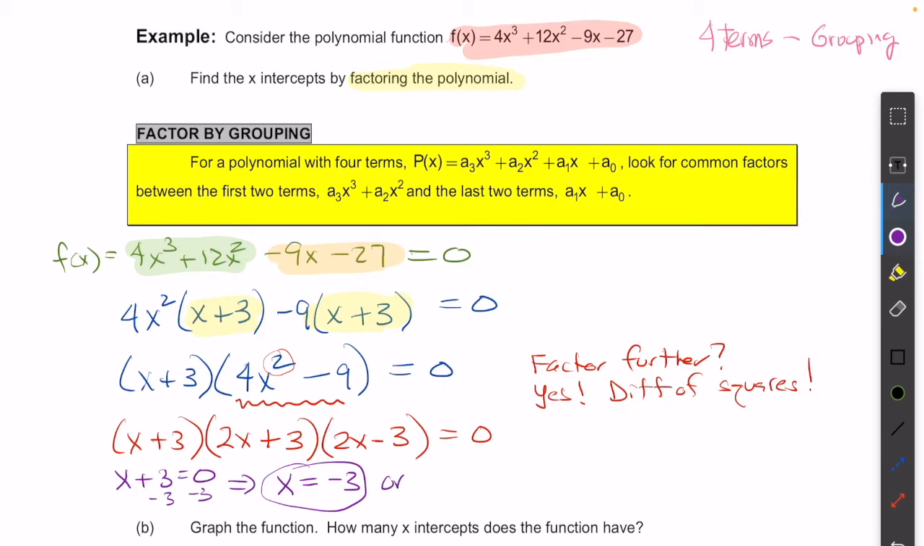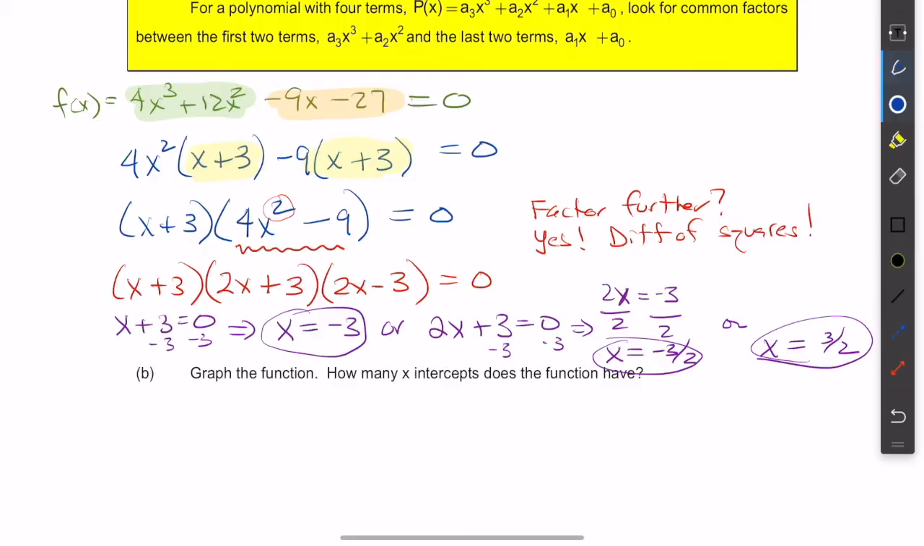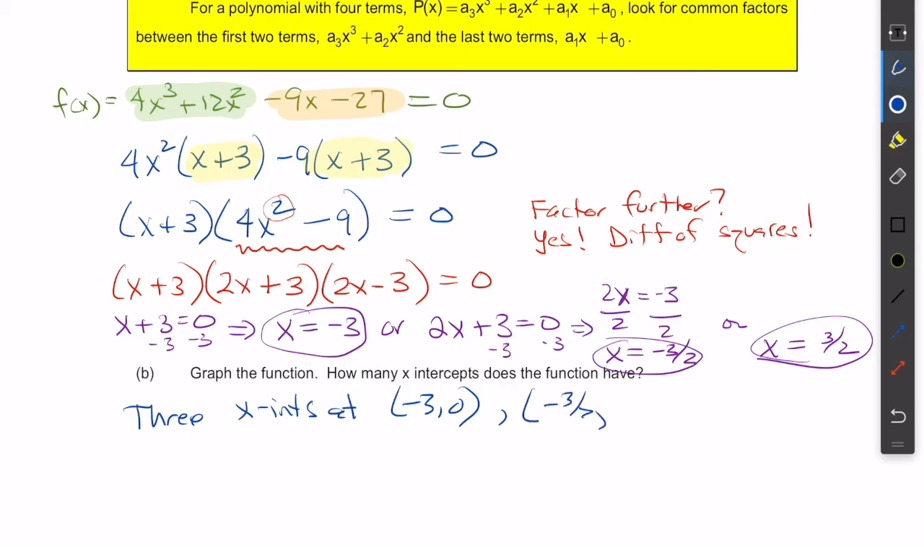So setting x plus 3 equals 0, we're getting x equals minus 3. 2x plus 3 equals 0. So we have 2x equals minus 3 after subtracting, or x equals minus 3 halves. And doing the same thing for the third factor, we're going to get x equals positive 3 halves. So it appears that we have 3 x-intercepts at negative 3, 0, negative 3 halves, 0, and 3 halves, 0.